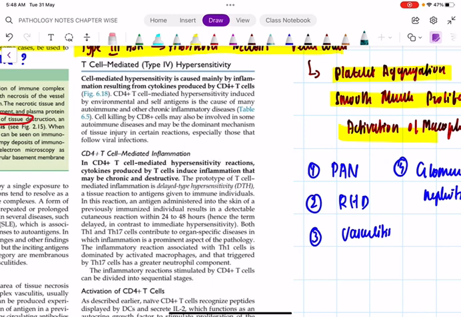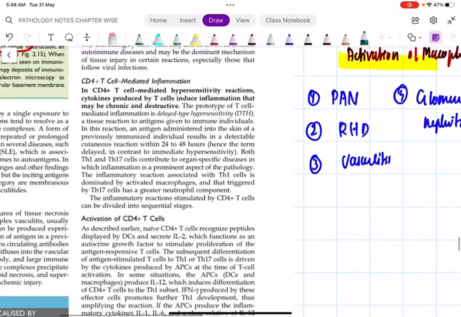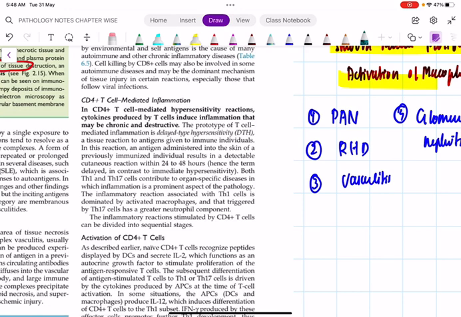CD4 plus T-cells will produce one set of hypersensitivity reaction, and the CD8 will produce another set of hypersensitivity reaction. But the mechanism of both these types of hypersensitivity reaction is almost the same, except in the way they are going to kill, how they are going to target the antigen. First, let us see the CD4 plus T-cell mediated inflammation.